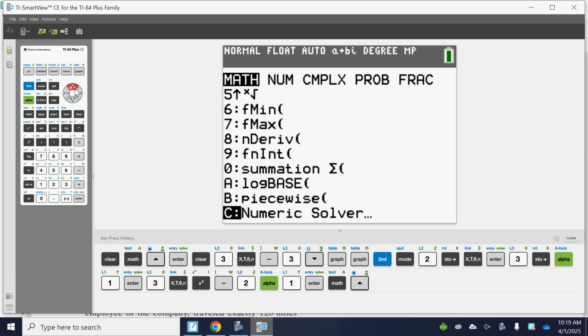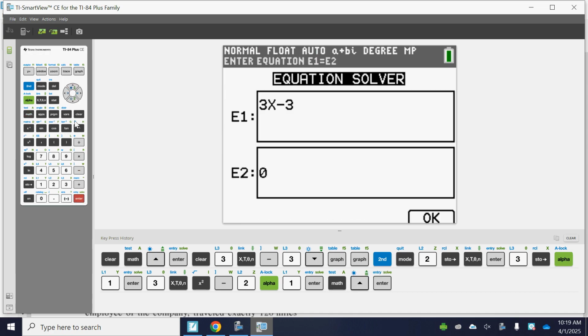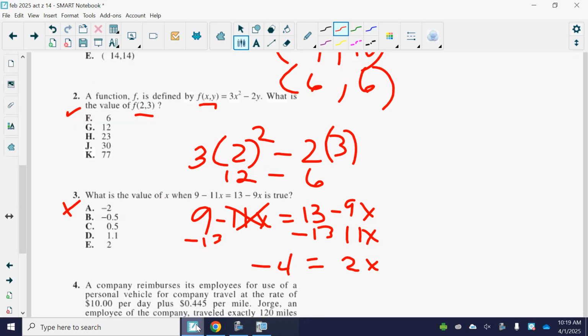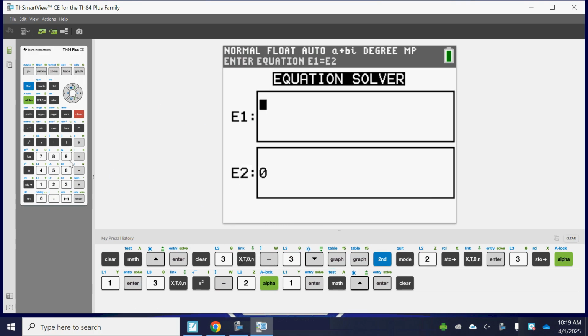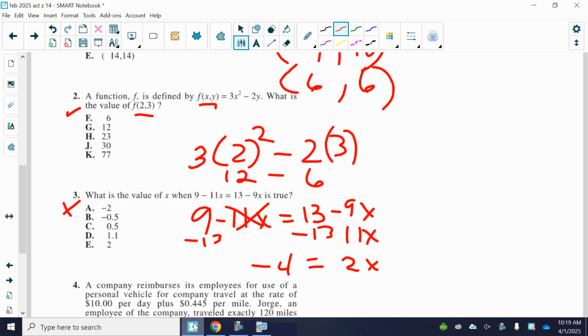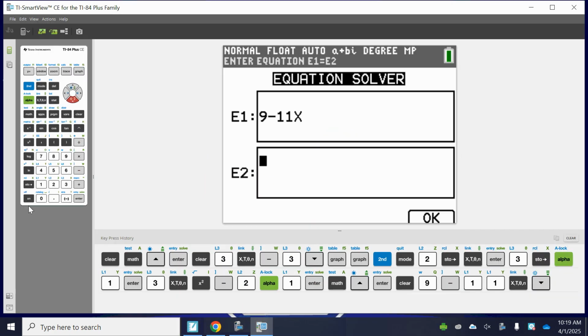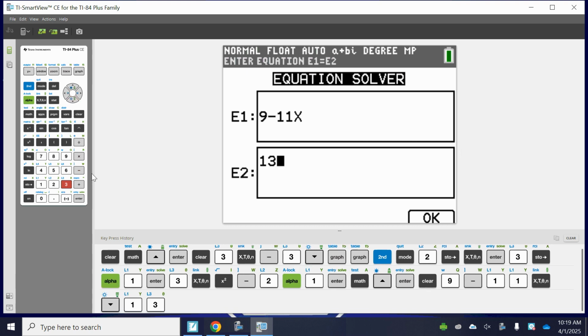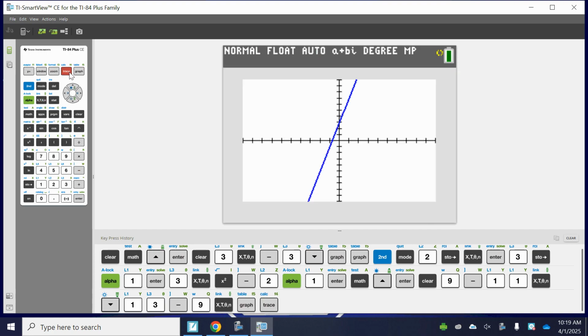You go math last, solver. And then what was the left side? 9 minus 11x. And you just put the regular old x in. And then in the second one, you would put 13 minus 9x. And then what's the instruction say? Hit F5 twice, once, twice.